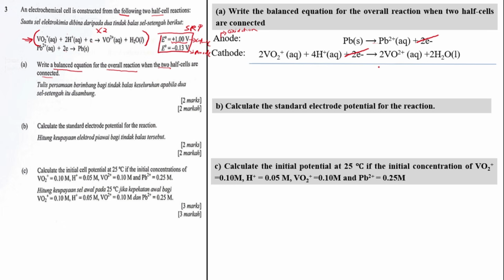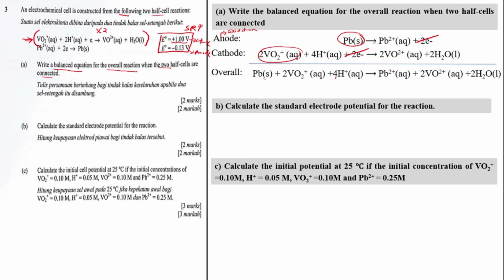So the balance here, we're going to write it back here. So we're going to have the Pb solid. So for the overall Pb solid, this one, plus 2VO2 plus aqueous ion, and then plus 4H plus aqueous ion. Okay, so this is on the reactant side.